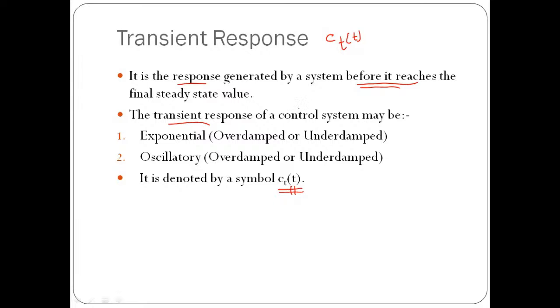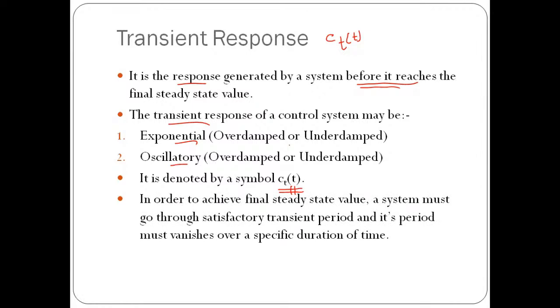The nature of transient response may be of any kind. It may be exponential, it may be oscillatory. In exponential, again, we have two possibilities: overdamped, underdamped, or sometimes it will be critically damped also. Critically damped means what? The system is neither going overdamped nor underdamped. It is going to reach its desired value without overshooting or undershooting the final value.